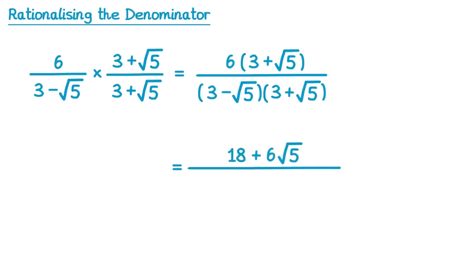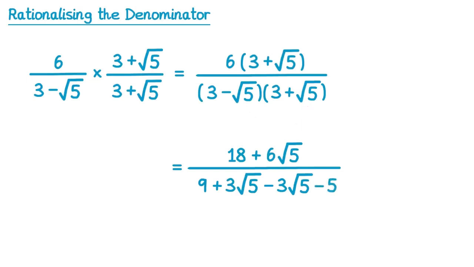On the bottom, we need to expand a double bracket. Let's start with 3 times 3, which gives you 9. And then move on to 3 times root 5, which is 3 root 5. And do negative root 5 times 3, that's negative 3 root 5. And negative root 5 times positive root 5, which is a negative 5.